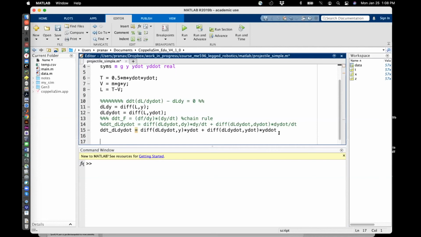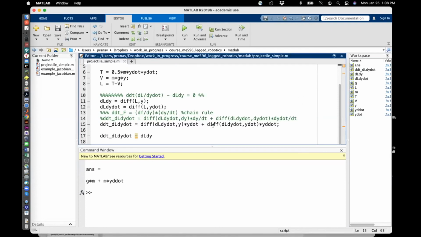Okay, so the equations of motion are d/dt of dL/dy dot minus dL/dy. Let's see what we get. Okay, so that's the same thing I got by doing the equation using a hand calculation. Basically m drops out and you get y double dot plus g equals 0, which means y double dot equals minus g is the equation. So the same thing comes from doing it symbolically.